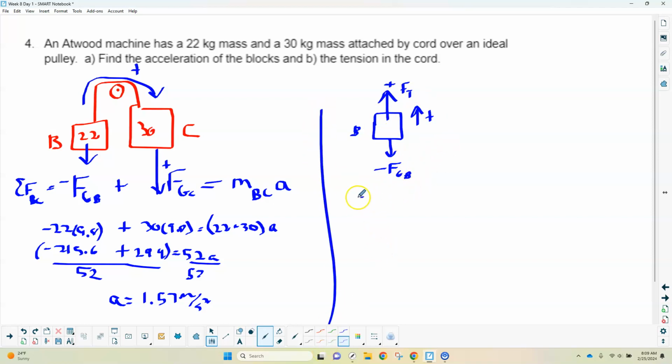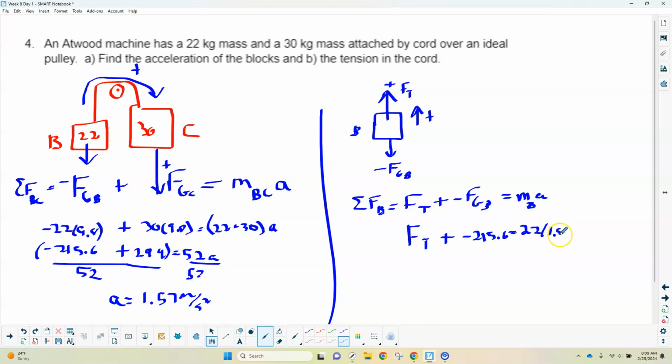Again, the equation is just basically adding the two forces that are in your free body diagram here. So it's the tension is positive plus a negative gravity on B. And then we always set every sum of the forces equal to MA because the net force is always equal to MA. And this is just mass B because that's the only thing in my picture this time. So the tension is what I'm looking for. Gravity C, we said was negative 215.6. For the acceleration and the mass, it'd be 22 times 1.57, our answer to part A.